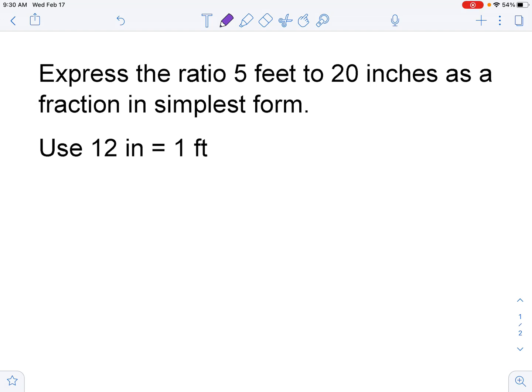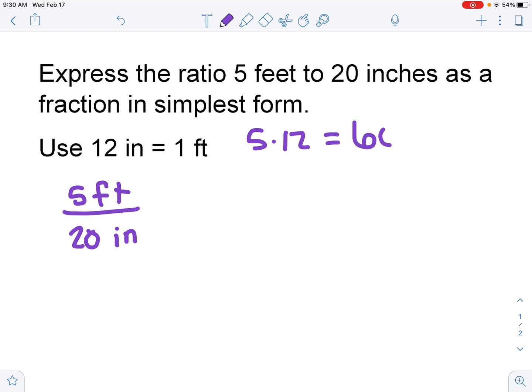So 5 feet to 20 inches, which tells me 5 is going to come first. So 5 feet over 20 inches. I'm writing them with their labels right now because they don't have the same units yet. What I'm going to do is convert feet into inches. So 5 times 12, because there's 12 inches in 1 foot, gives me 60. So I know that in 5 feet, there are 60 inches. So now I have 60 inches over 20 inches.